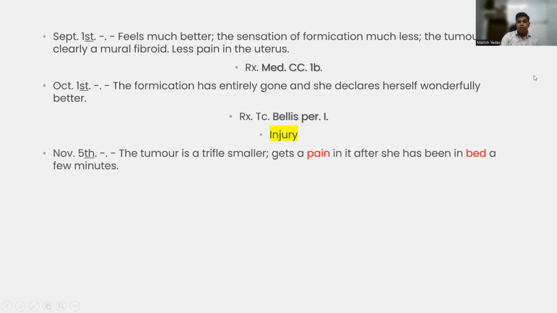Now, the tumor is a trifle smaller, a little smaller, and she gets a pain in it after she has been in bed for a few minutes. Now, can you see what is happening here? Tumor is smaller in size, a little bit. Pain has started. But pain has changed its modality. Earlier, it was in the early morning at sunrise. Now, the patient is getting pain at bedtime, at night. So, night aggravation. Now, you can see how the state is changing. From morning aggravation, it went to night aggravation.